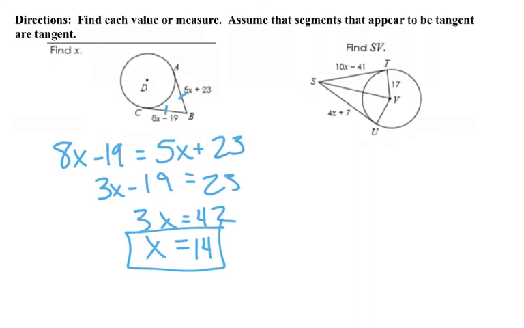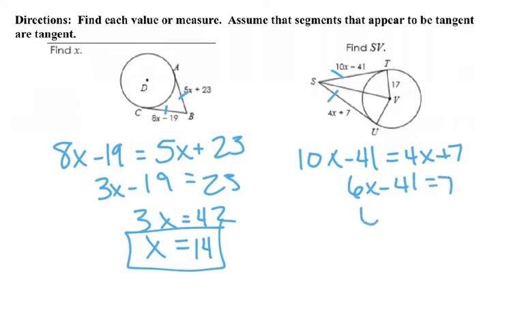Then the next one's a little bit trickier. I know that these two are equal. So I'm going to set those two equal to each other, and I'm going to figure out what x actually equals. So you should be good with this method by now. So x equals 8. Okay, the next thing I'm going to do is, because I have this side, I'm going to go ahead and replace x with 8 and figure out what that side is. So if I do 10 times 8 minus 41, I'm going to get 39.